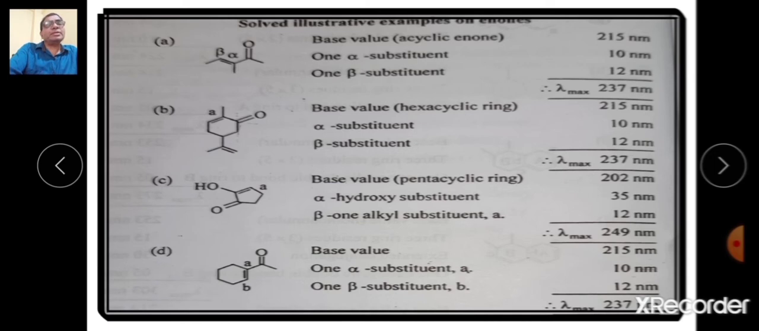Now example D. Here the enone system is, of course, acyclic. This is the system. On alpha there is one substitution. On beta there is one substitution. Base value 215 nanometer. One alpha substituent, denoted by A, adds 10. One beta substitution, denoted by B, adds 12, and therefore lambda max becomes 237 nanometer.